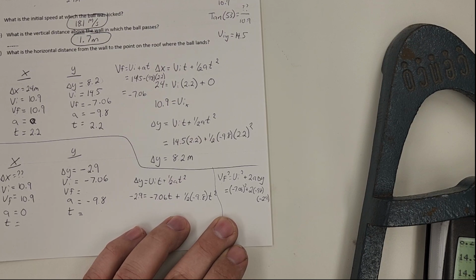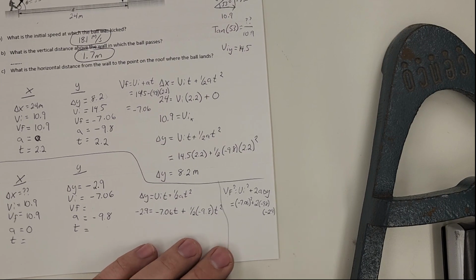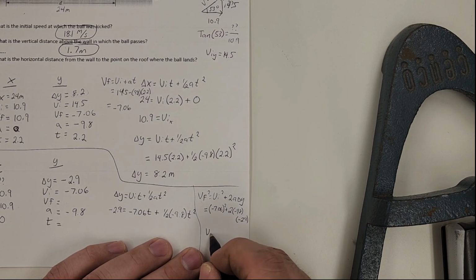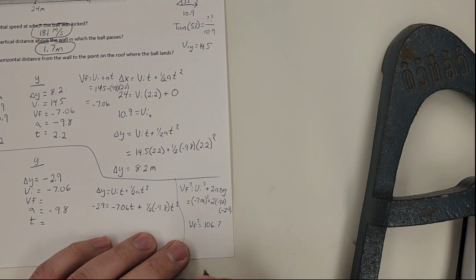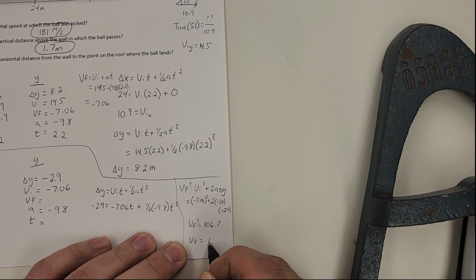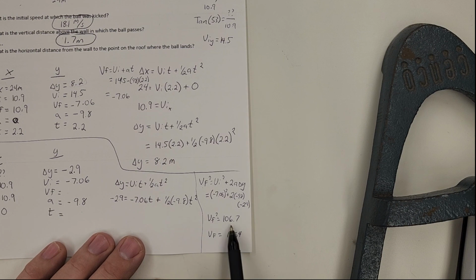7.06 squared plus 2 times a negative 9.8 times a negative 2.9. And that gives us a VF squared of 106.7. So take a square root of that, and we'll get an answer of VF is equal to 10.34.